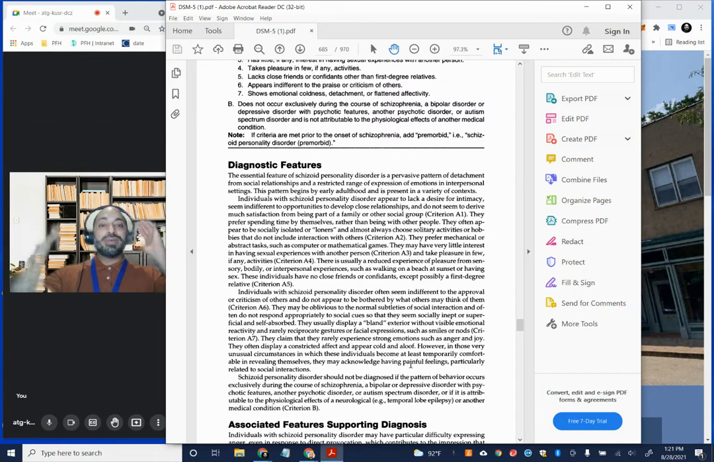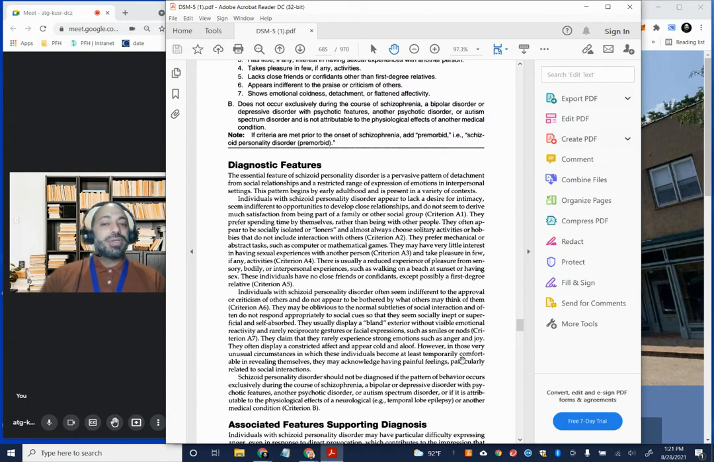So, like we talked about, those extremes, or high elatedness, or really deep depressiveness. They often display constricted affect and appear cold and aloof. However, in those very unusual circumstances in which these individuals become, at least temporarily, comfortable in revealing themselves, they may acknowledge having painful feelings, particularly related to social interactions. So it might even pain them to be around others and experiencing these social experiences.